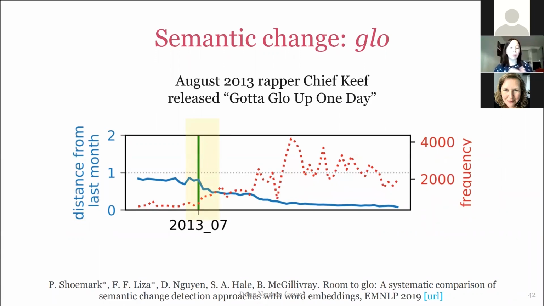So, for example, we have the word glow, and glow was used in many different ways in the beginning of our data. But then in August 2013, rapper Chief Keef released this video, Kodak Glow Up One Day, and glow acquired this meaning of an impressive personal transformation, for example, in style or demeanor. And we actually found, just based on the data, that the model identified the biggest change to be in July 2013, which matches the release of this particular video quite well.